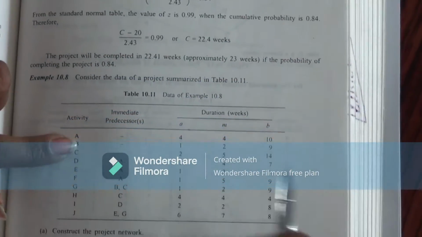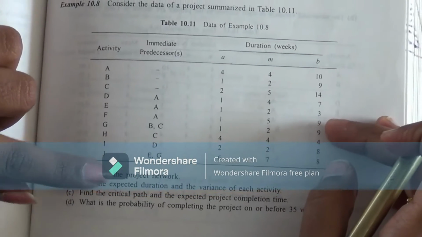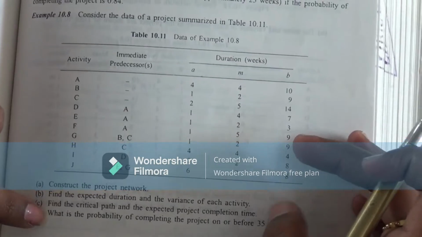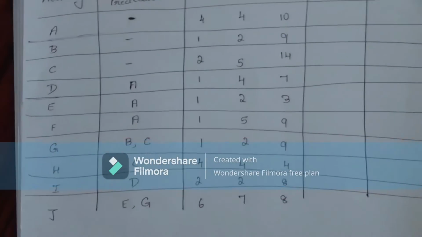This is the question where we are given the data and we are asked to construct the project network, find the duration, time and variance, critical path, expected project completion time and the probability of completing on or before 35 weeks. So let's start with constructing the project network.